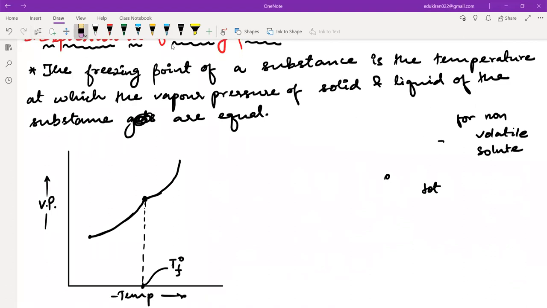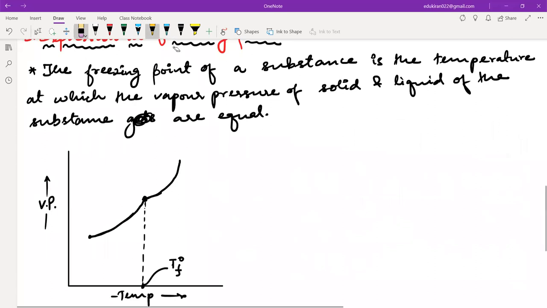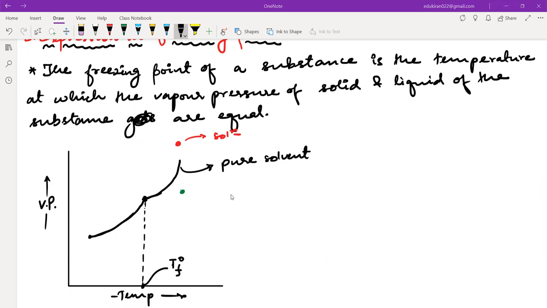Now look carefully, all of you, please listen very carefully. The red dot represents the vapor pressure of what? Solution. Now you tell me which dot represents the vapor pressure of the solution correctly, red or green? This black one is for pure solvent. Green. All of you agree, right? Green, yes or no, please tell me. Samaira, yes, Zainab, yes, Zarsh, Nawal. Right? It will be green.